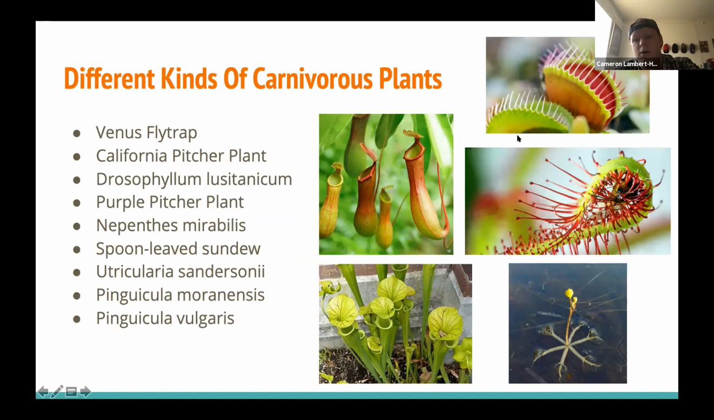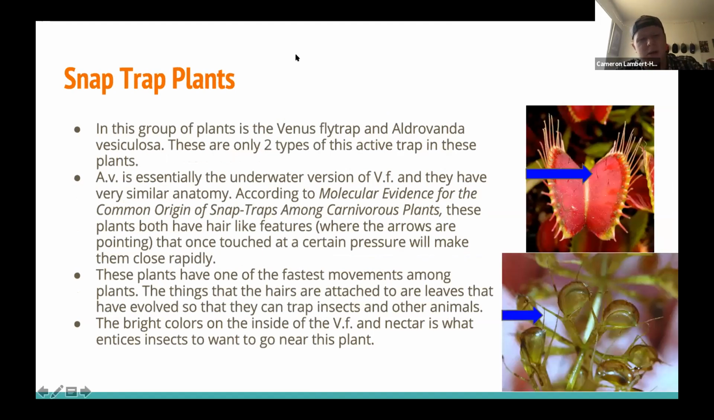So there are 2 different kinds. This is the passive section, which are the eel traps and the pitcher traps. And the active plants are the snap traps, adhesive traps, and the sucker traps. And that's just a few of the different kinds of species within the hundreds of different kinds of carnivorous plants. So to start off, I'm going to talk about snap traps.